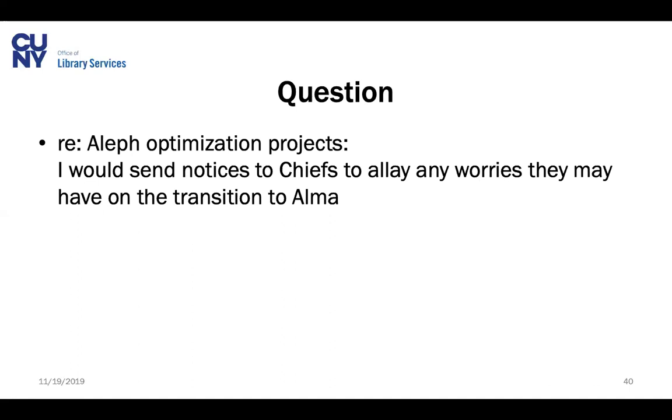So for those who are not aware, there are currently a dozen or so Aleph optimization projects that are either completed or in progress. And this is to help massage our data into a format that is more favorable for Alma. And that has been ongoing definitely since May, since we signed the contract for Alma, but some of the projects have been going on for years now, ever since we knew that we were moving to some kind of system away from Aleph.